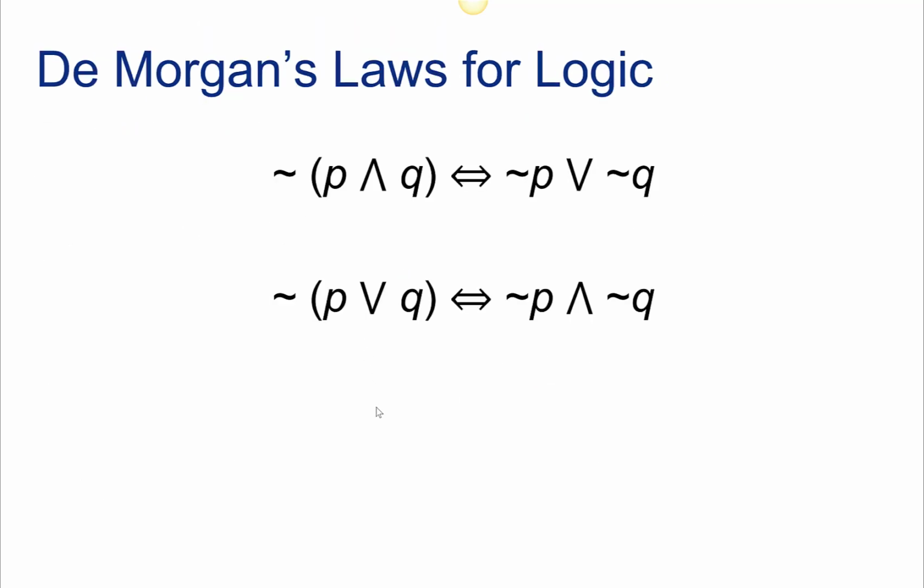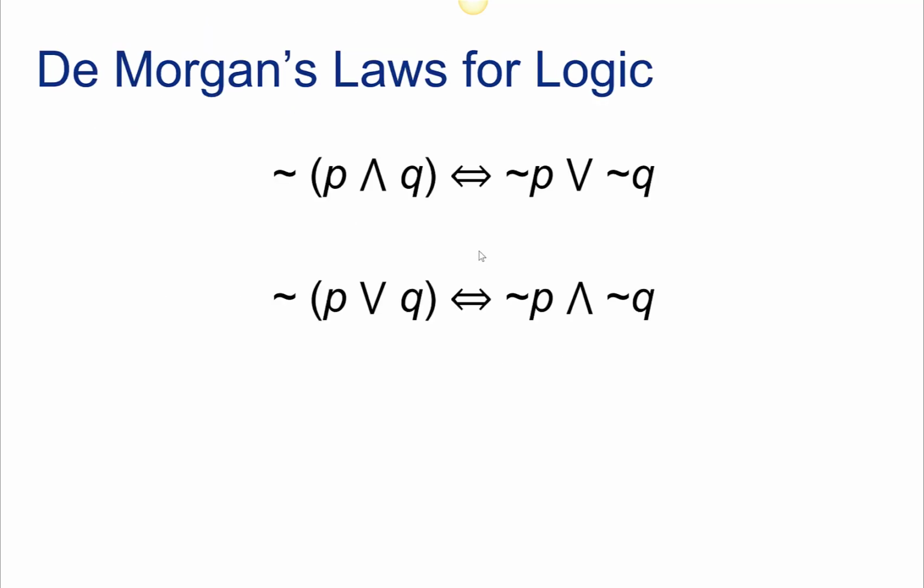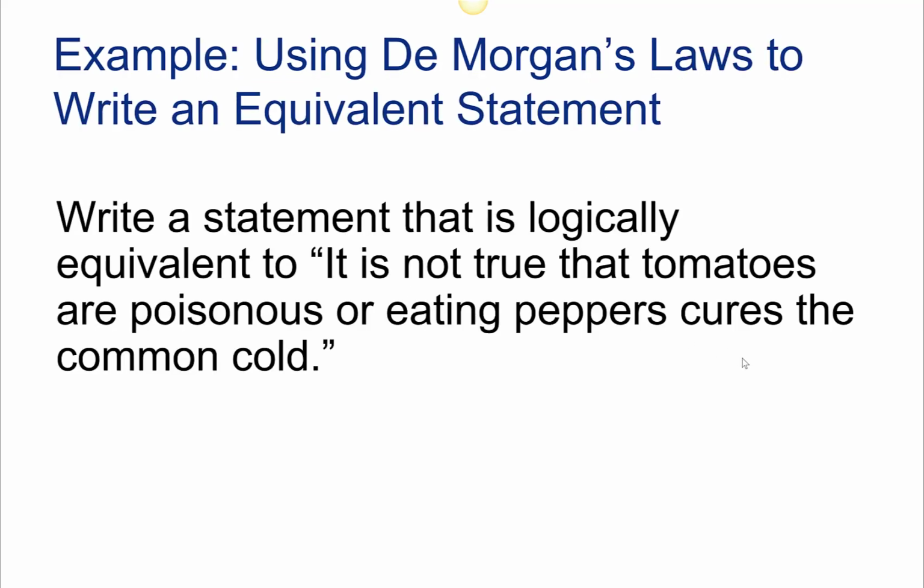And that leads us into DeMorgan's law. So if we go back for a second, you'll notice that this is one of DeMorgan's laws, the first one here. The negation of the conjunction is logically equivalent to the disjunction of the negated simple statements. The second DeMorgan's law says the negation of the disjunction is logically equivalent to the conjunction of the negated statements.